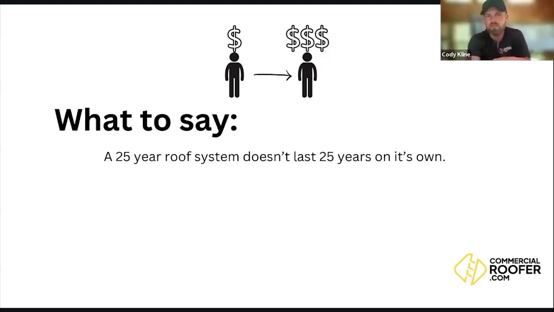Again, this is all the things I was speaking about earlier, right? It's the caulkings, the sealants, the flashings, the pitch pour, and all of those types of things that don't last to 25 years. And so I would share with them the only guaranteed thing about this 25-year roof system is that it's guaranteed not to last the 25 years on its own.